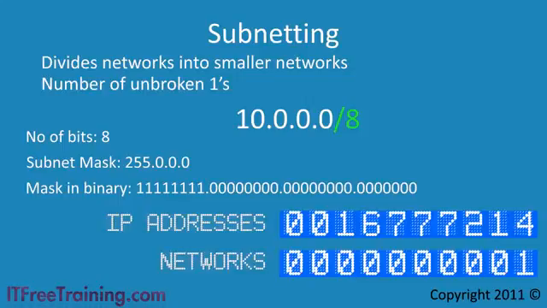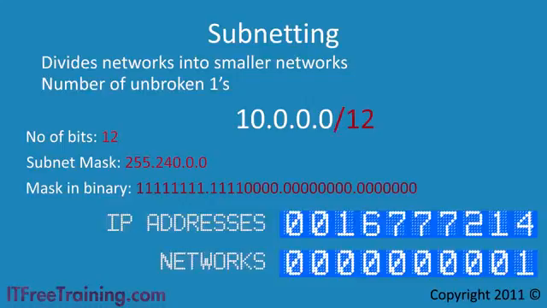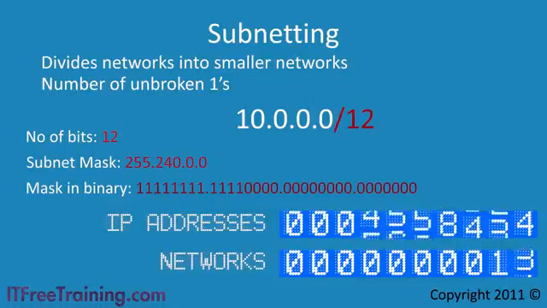If I increase the number of bits used in the subnet mask, you can see the number of networks goes up, and the number of hosts per network goes down. When deciding on which subnet mask to use, it is a case of simply deciding on how many networks you want and how many hosts you want per network.